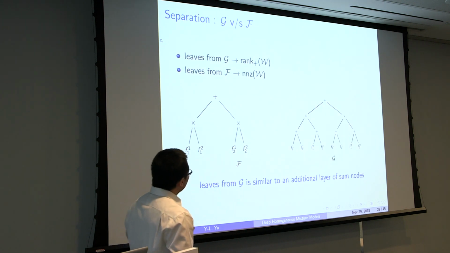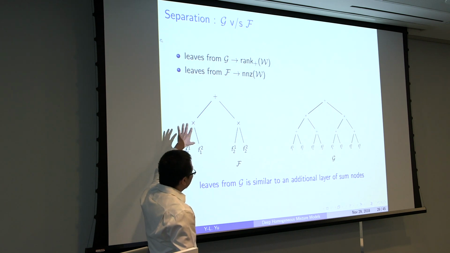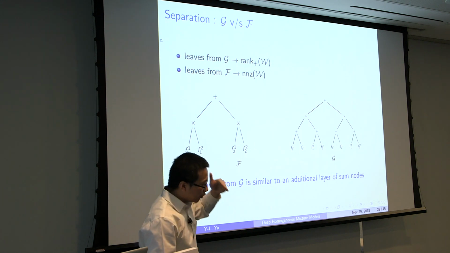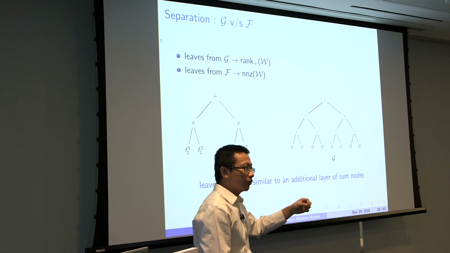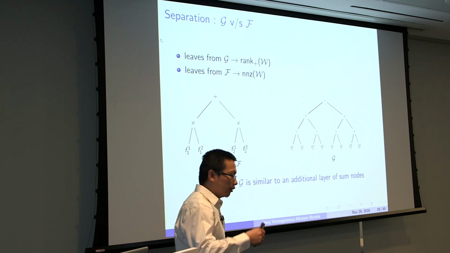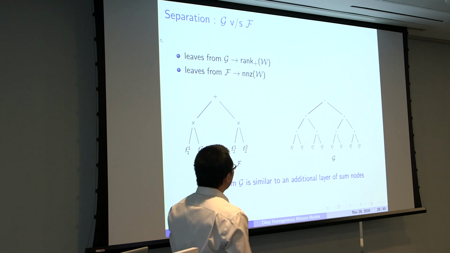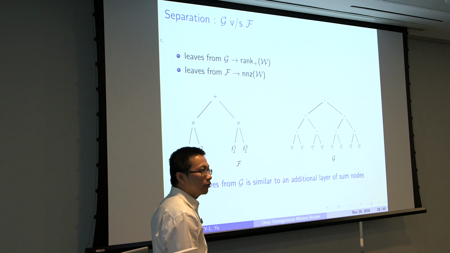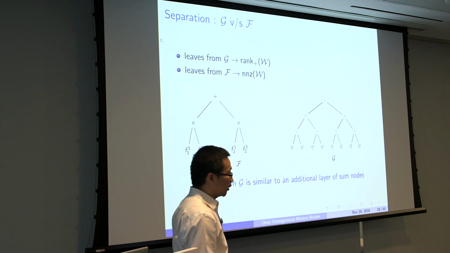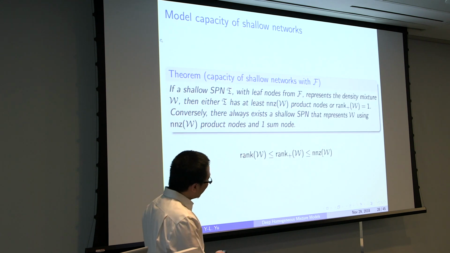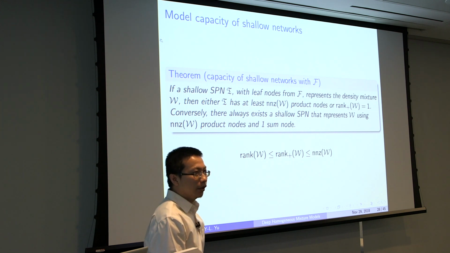So basically, if you represent a density function in this architecture, the number of product nodes you need is the number of non-zeros in the tensor. If you go to here, it's the rank of the W you need. And this is where you see that even adding a layer of sum nodes can increase the expressivity a lot. And the reason is, if I go back here, the number of non-zeros in a tensor W is much larger than the rank. And this is known.